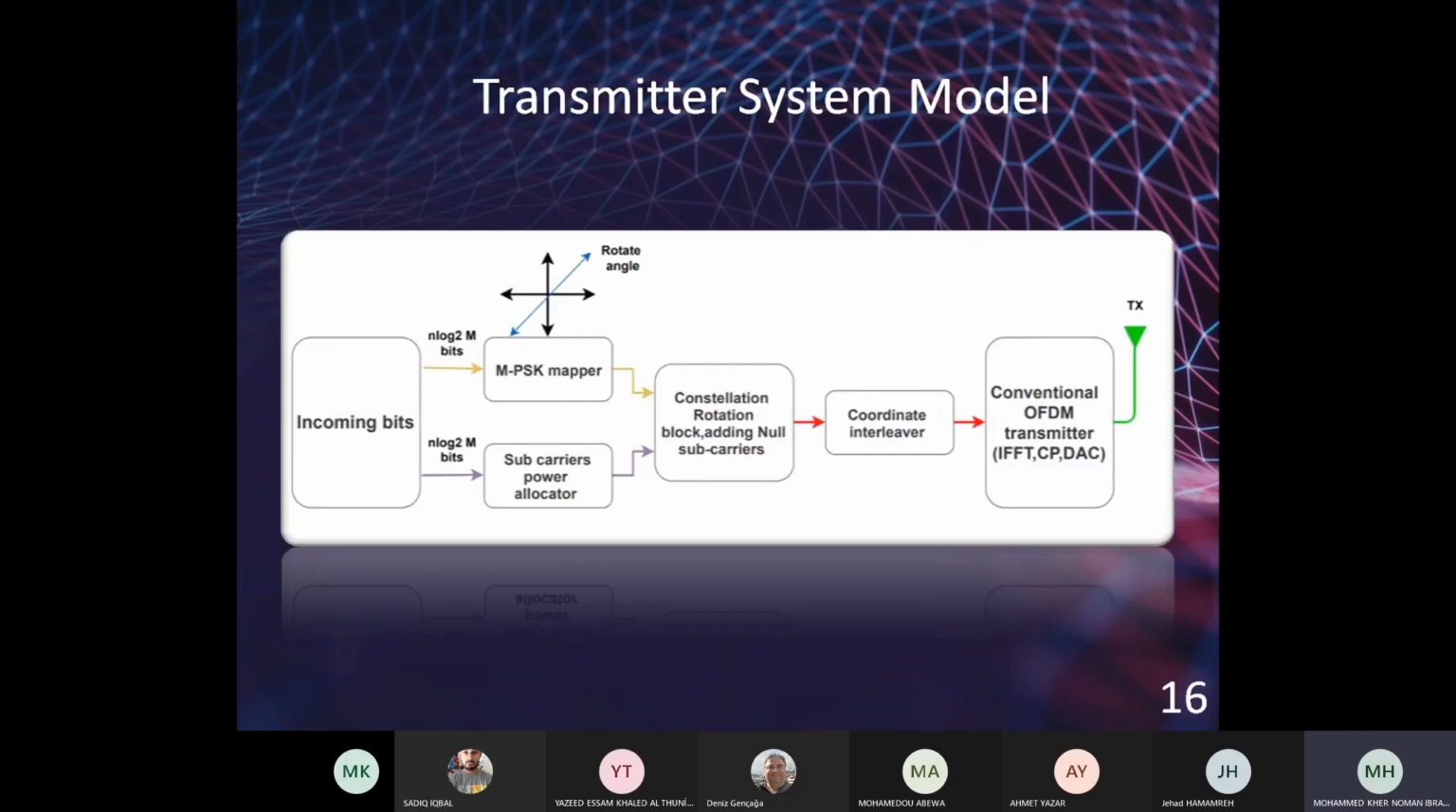So in the subsequent analysis, we will consider a scenario where the I and Q channels experience different fates. After that, we take the output to the conventional OFDM system, which contains the IFFT, converting the signal from the frequency domain to the time domain, then adding the cyclic prefix, and converting from digital to analog, then to the antenna, and then to the channel.